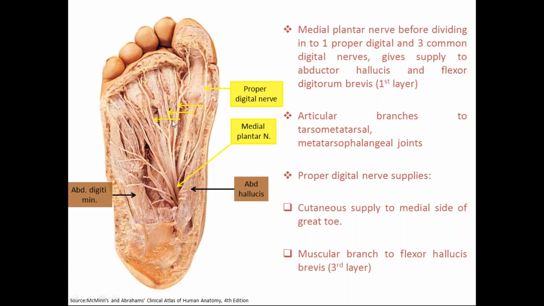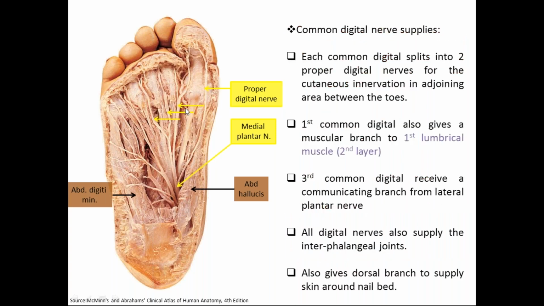Now, if you look at these other three branches, which we named the common digital nerve, they are named common digital nerve because if you trace one of the branches, like this first common digital nerve, we can see it is again divided into two branches and they are going to different toes. So this common digital nerve is again divided into the proper digital nerves.